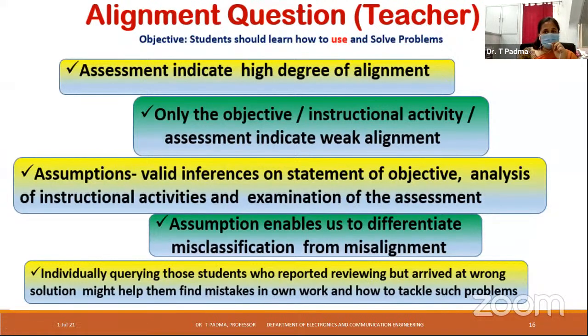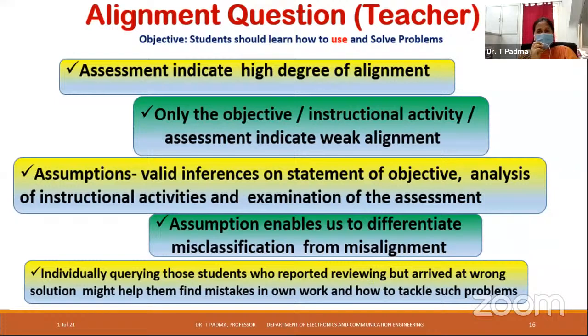So this alignment is very much required for every teacher, because this assessment also indicates the degree of alignment: whether we are correctly able to provide the information, whether the learning objectives and the instructional objectives are being fulfilled, and whether the assessment is being correctly done. All these are indicated by the alignment. So this alignment should be of a high degree. If we consider only an objective and the instruction, then the assessment will be a weak assessment.